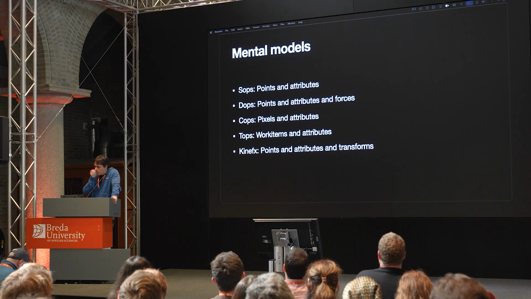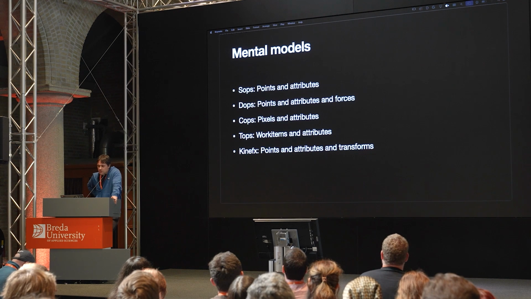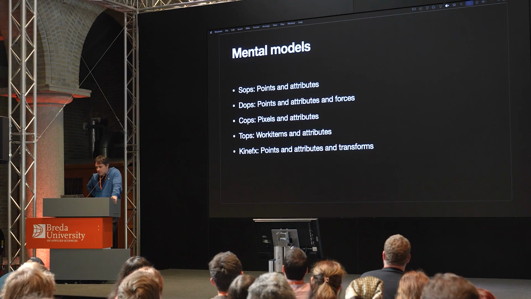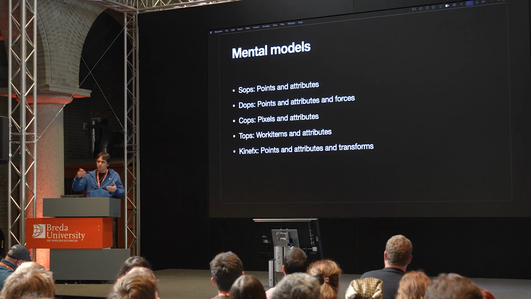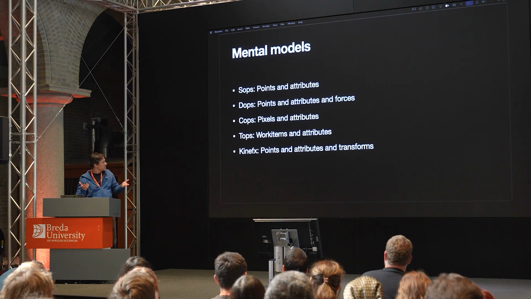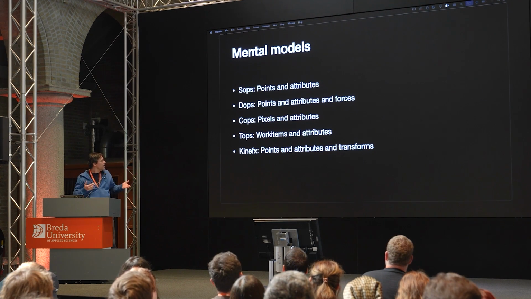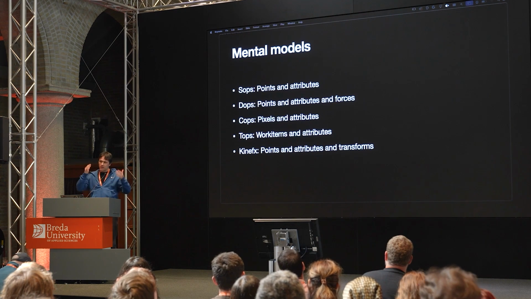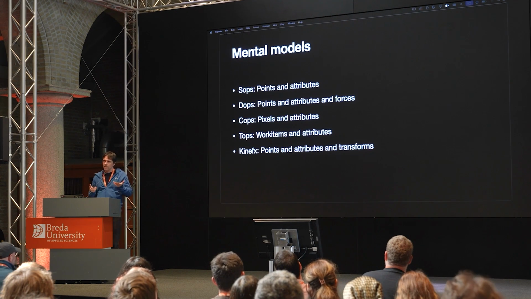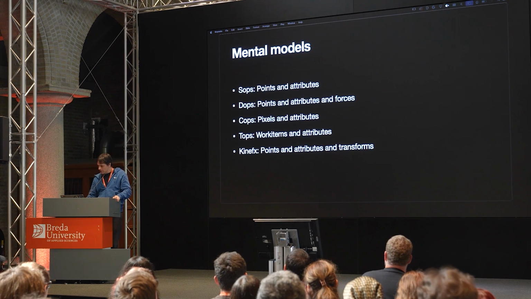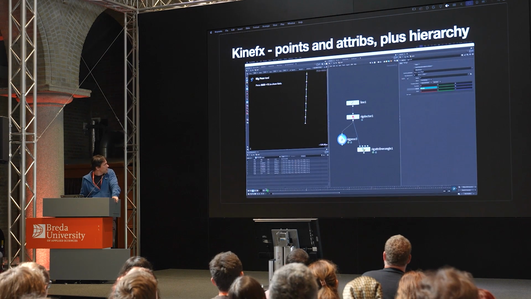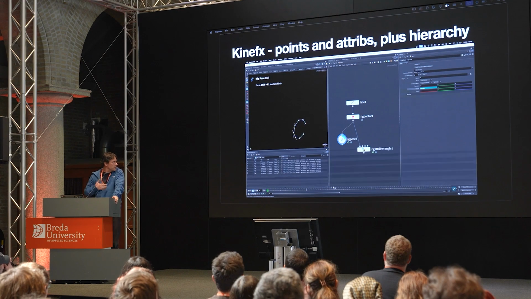Okay, so what I wanted to talk about was mental models. If you look at, say, SOPs, people understand that SOPs is points and attributes, DOPs is that plus time and forces, COPs is pixels, and so on. And the most recent new concept for Houdini in my brain was kineffects, which was points and attributes and transforms.